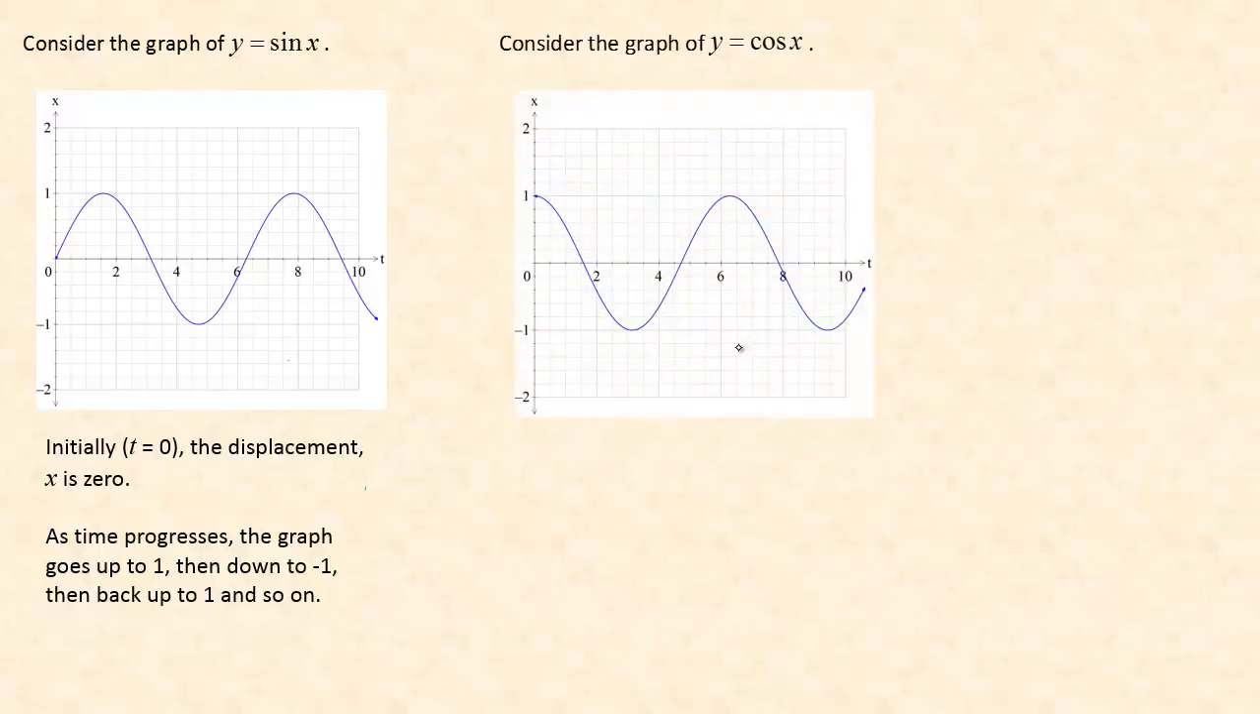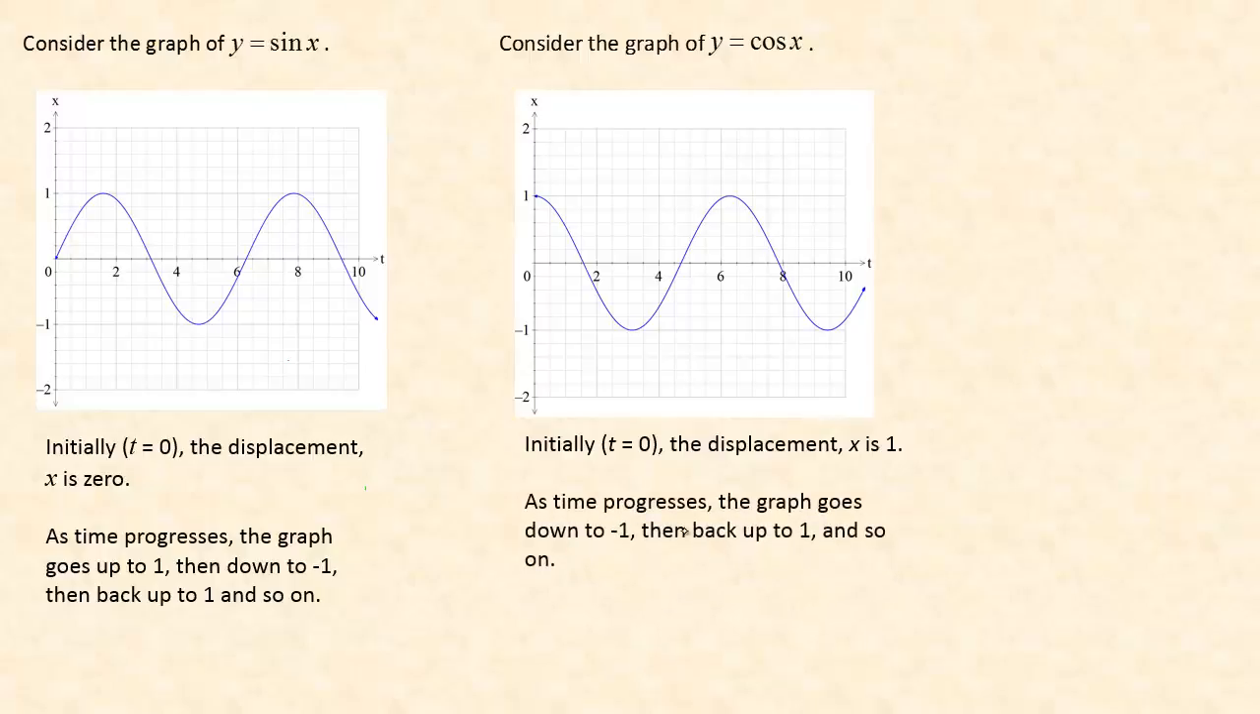Consider the graph of y equals cos x. In this case, it starts at 1. So initially t equals 0, the displacement x is 1. And that's why the cos version was for the end of the line. As time progresses, the graph goes down to negative 1, then back up to 1, and so on. So once again, describing the motion along the line, but starting at the end.